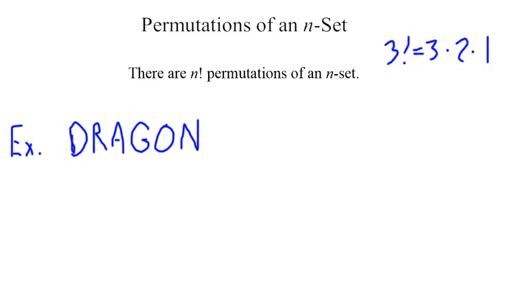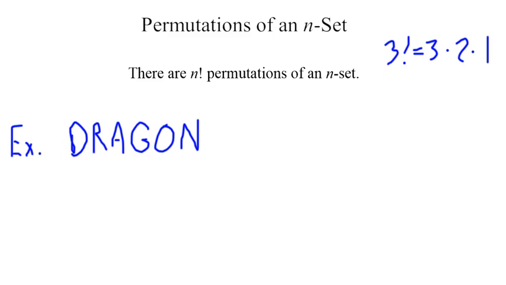Okay, so we start with the number we have in our factorial, and we multiply in descending order by increments decreasing by 1 each time. So we take 3 times 2 times 1. If it was 5 factorial, we would take 5 times 4 times 3 times 2 times 1.